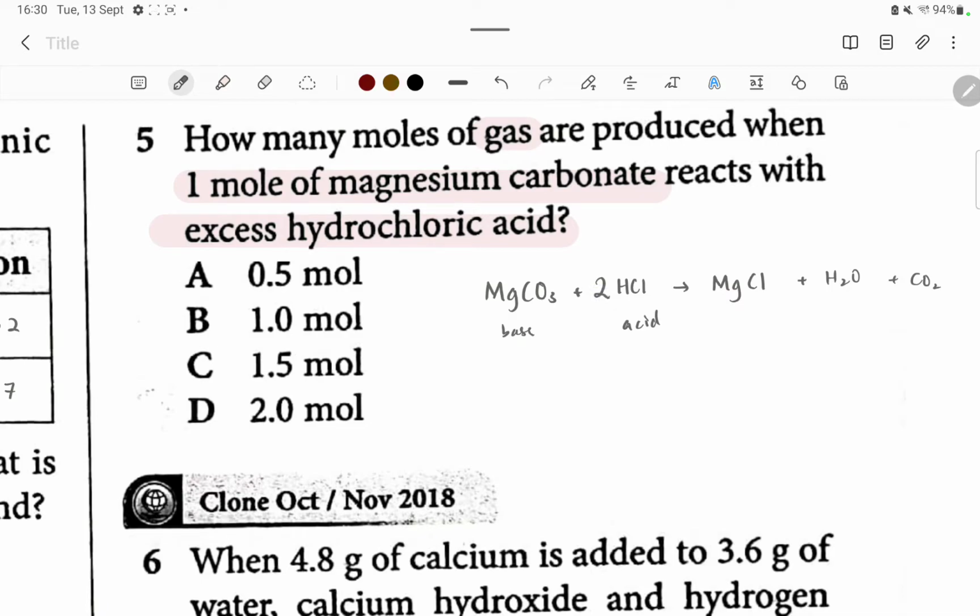So how many moles of gas produced? Gas is, in this case, the carbon dioxide. So if here is 1 mole, here also 1 mole. So the answer is 1 mole.